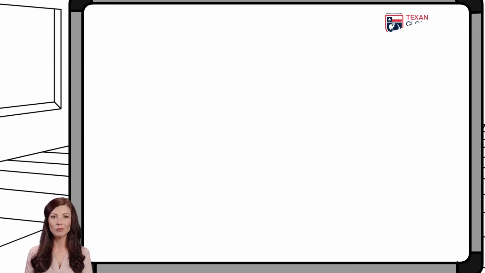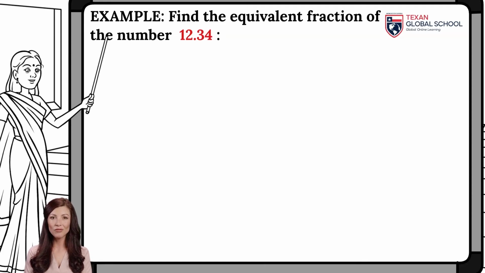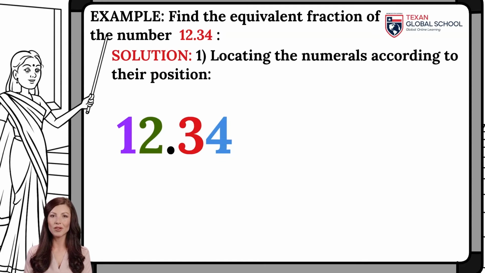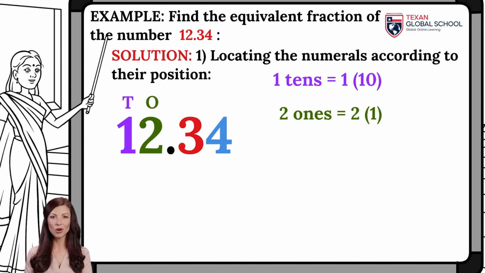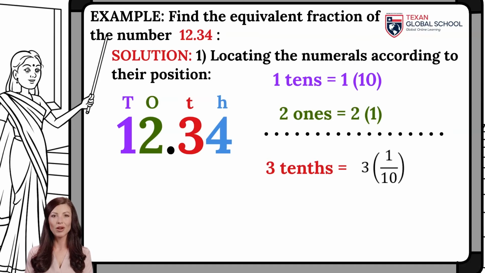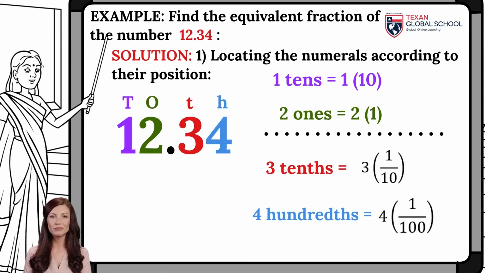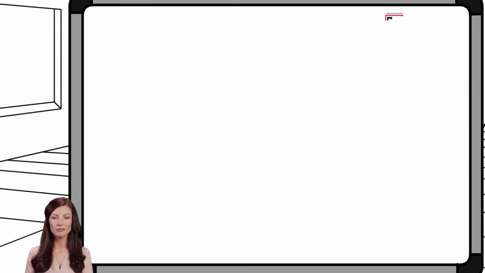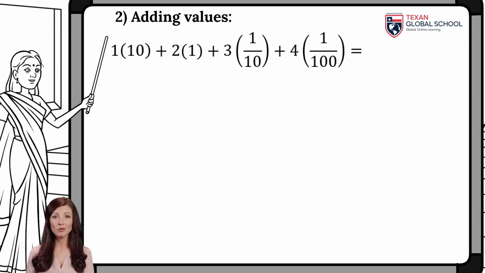In the following example, we will also find the equivalent fraction of the number 12.34. From the decimal point to the left, we have 2 ones and 1 ten with their respective values. From the decimal point to the right, we have 3/10 and 4/100. Now all these values are added. The result of this operation is 1,234 over 100.